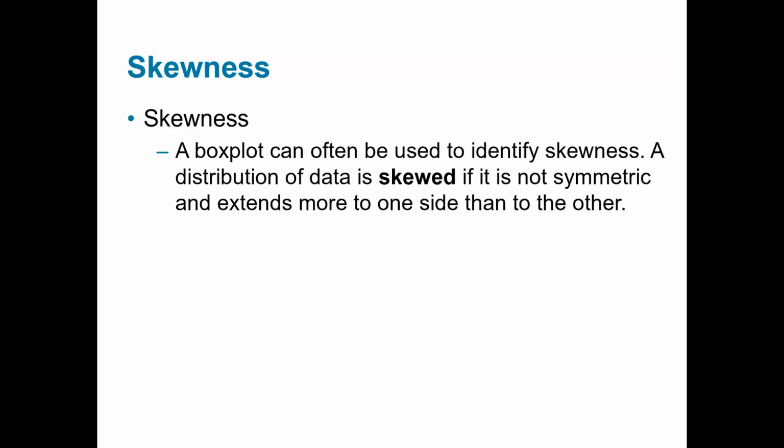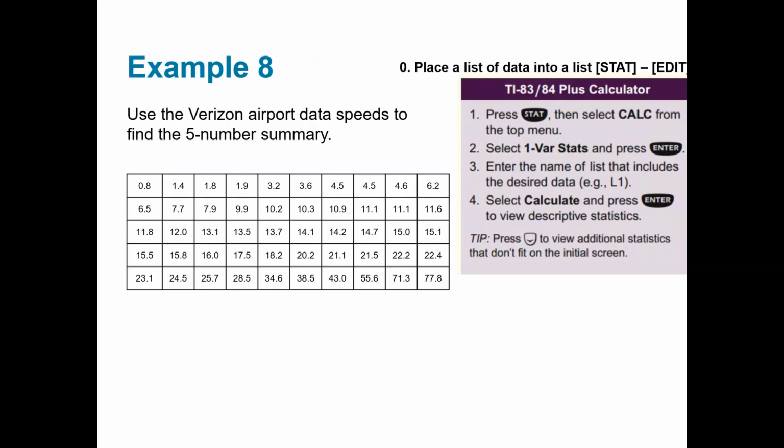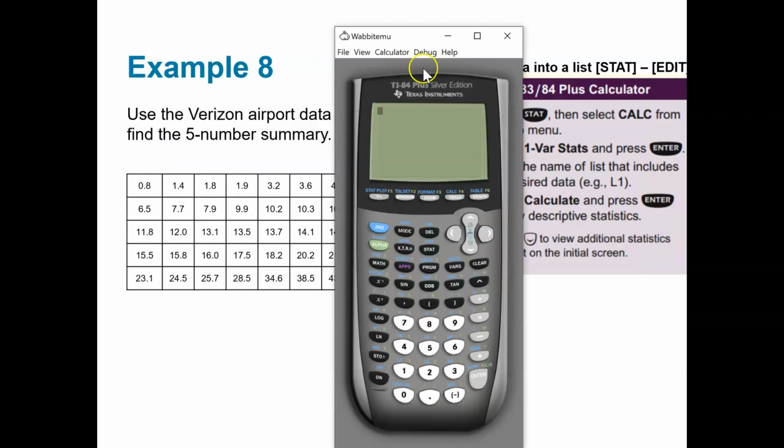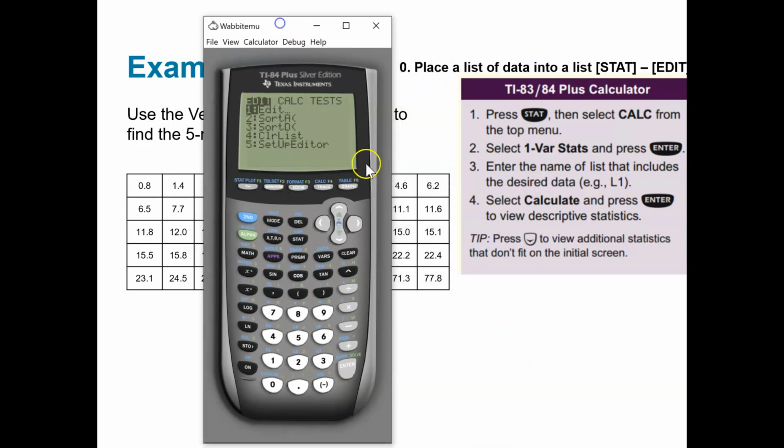All right, so now let's look at the TI-84. How can we build these in our calculator? So the great news is that we can actually get a 5-number summary from that one variable statistics that we learned previously. And then we can do box plots similar to how we did histograms. So let's look at this example here, example 8. So I'm going to pull up my calculator. The first thing we're going to do is press stat. We're going to go to edit, make sure our list is in place. And I did already put this data in L1.